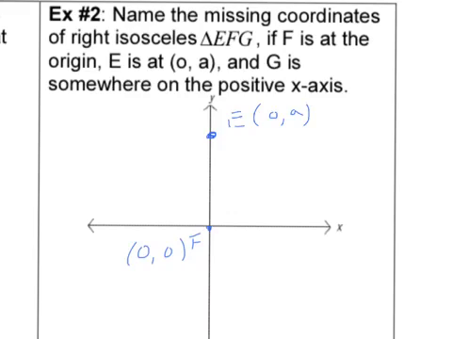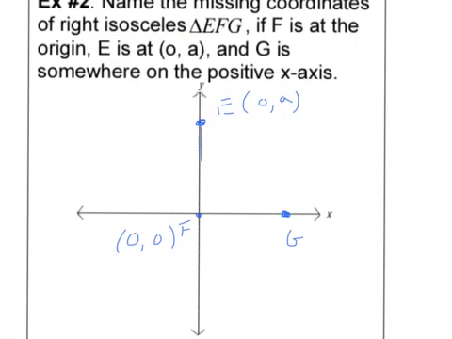All right, so there's E and F, and then it says G is somewhere on the positive x-axis. Well, the positive x-axis is somewhere over here. So let's go ahead and mark it. And I'm intentionally marking it about equidistant from F as E is, and that's because it said that this is a right isosceles, right? So look, when I go to make my triangle now, oops, that was horrible. Let's try that again. Okay, when I go to make my triangle, it should already be a right angle because I took advantage of the x and y axes that are already perpendicular. So I already got my right angle.